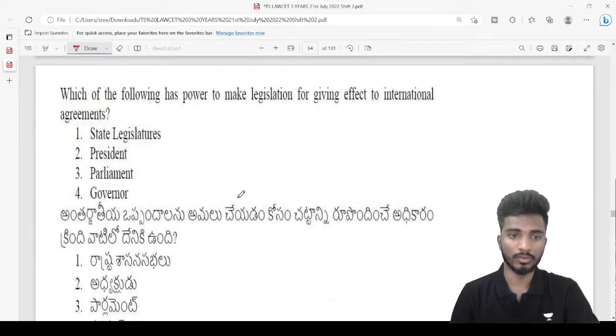Yes, this was the question that we were discussing, right? Which of the following has power to make legislation for giving effect to international agreements?